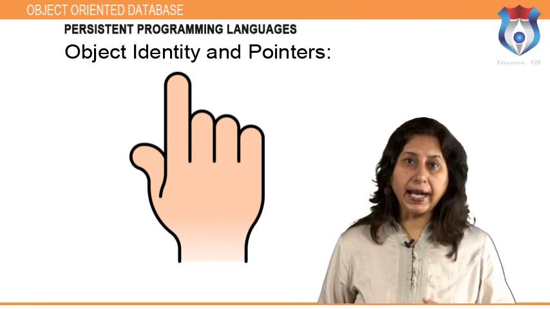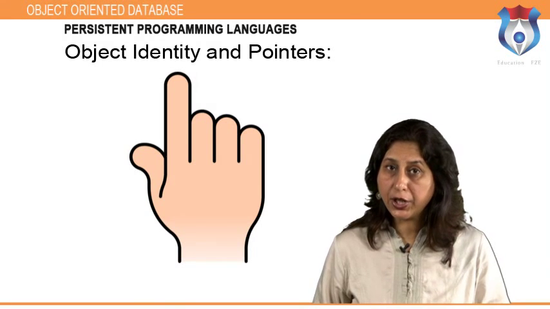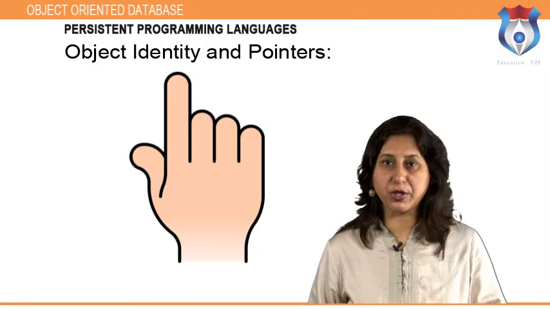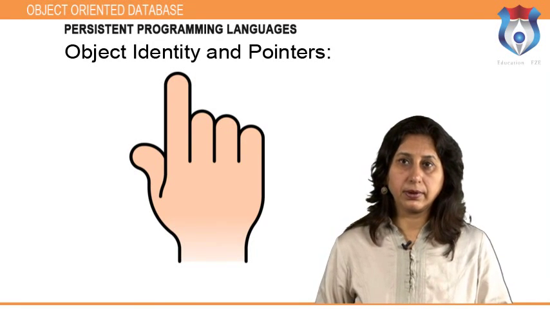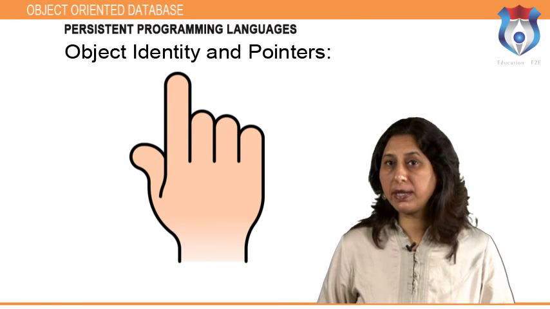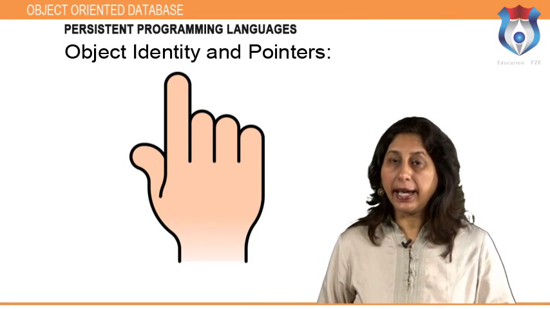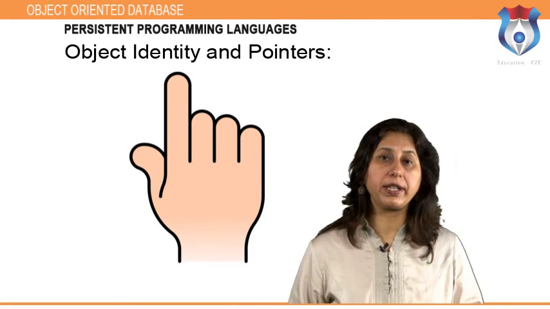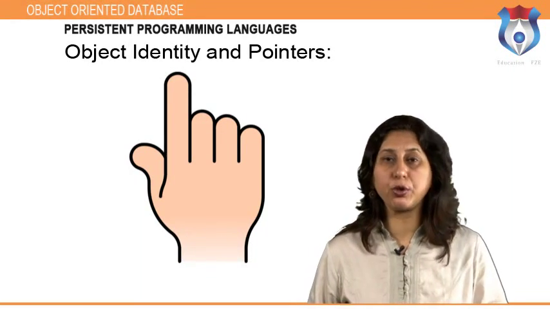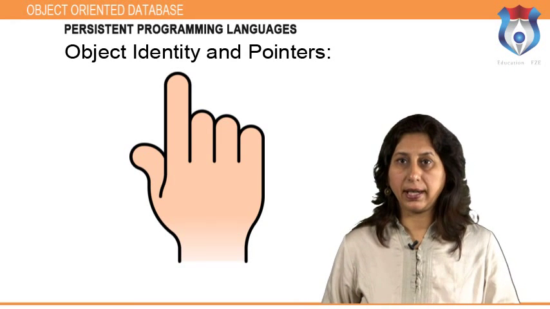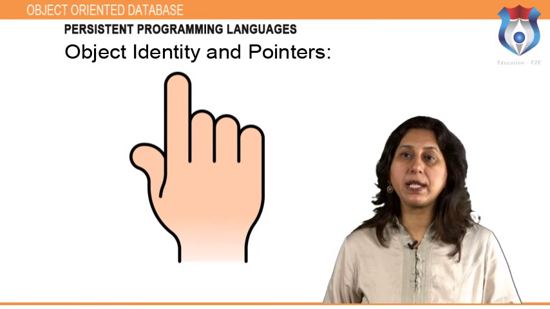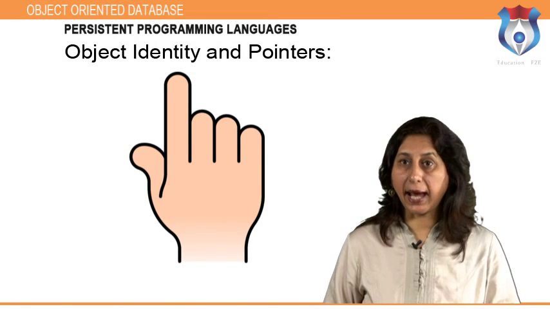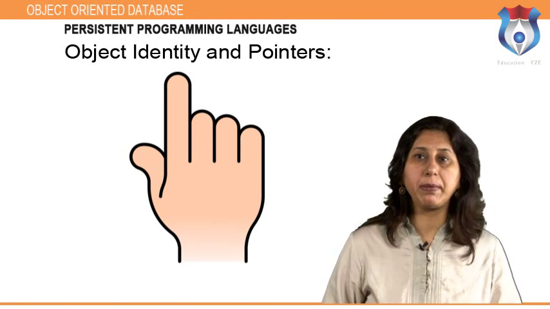Intra-procedure. Identity persists only during the execution of a single procedure. Example, local variables within procedures. Intra-program. Identity persists only during the execution of a single program or query. Example, global variables in programming languages and main memory or virtual memory pointers.